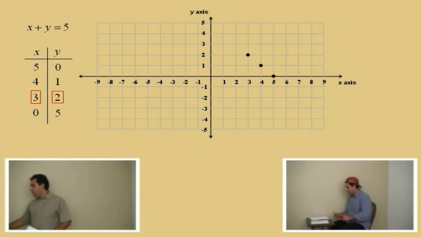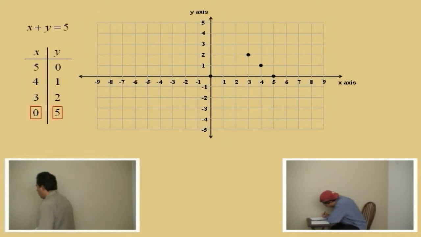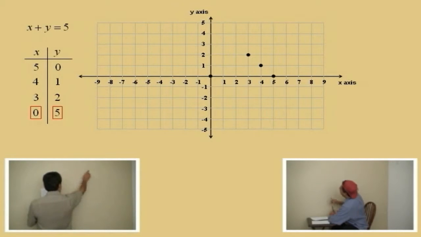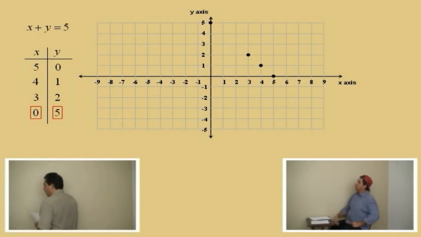Okay, we got one more point, and that'll be the (0, 5), right? x equals 0 now. We're at the origin. We don't move anywhere. We simply have to move which way, Charlie? Up 5. Up 5. There we go.